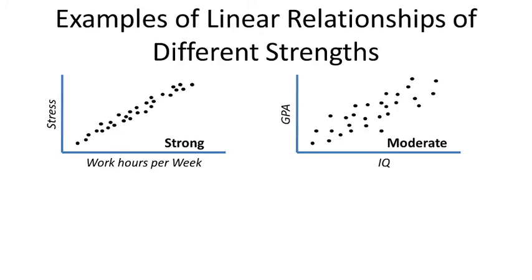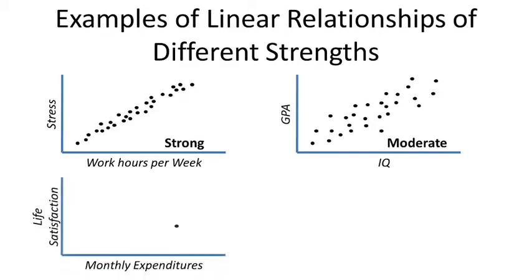Then over here we have a couple variables, GPA and IQ. If you look at it, it also forms a line, but it's not as clear. It's not as bunched together. The dots are far more spread apart, and as a result, we wouldn't expect a Pearson's R score to be all that high, like maybe 0.5 or 0.6, maybe 0.7.